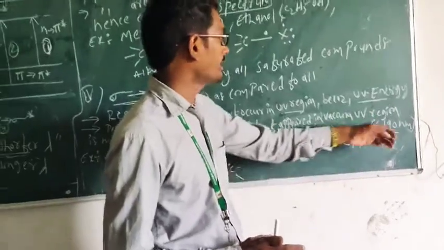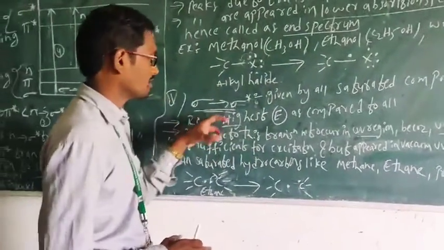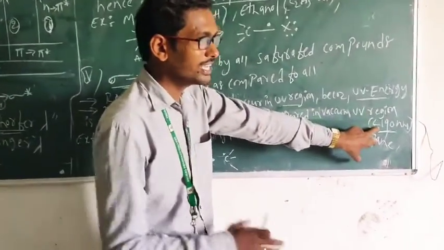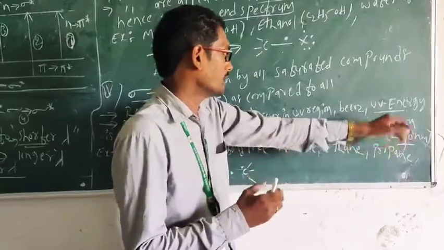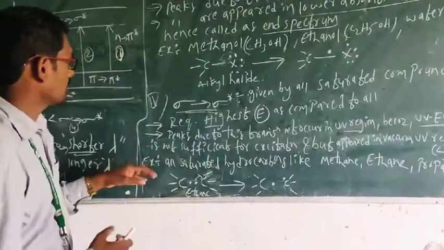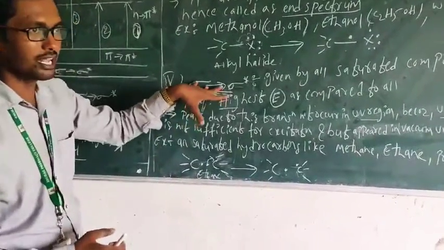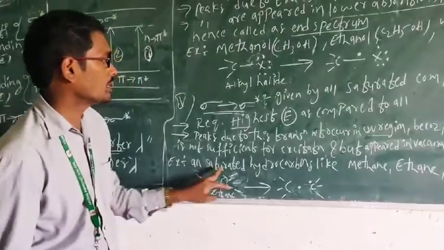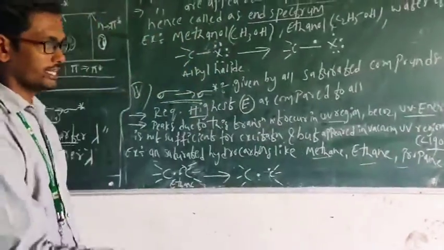Less than 190 nanometer, peaks will appear for sigma to sigma star, meaning it requires high energy. Here 200 to 800 means low energy. So it requires high energy for absorption, for excitation. Examples showing sigma to sigma star transitions are all saturated hydrocarbons like methane, ethane, propane, butane, etc.